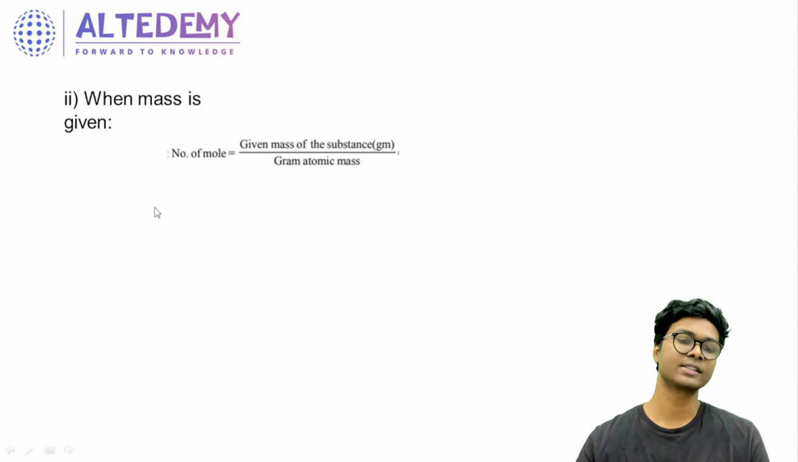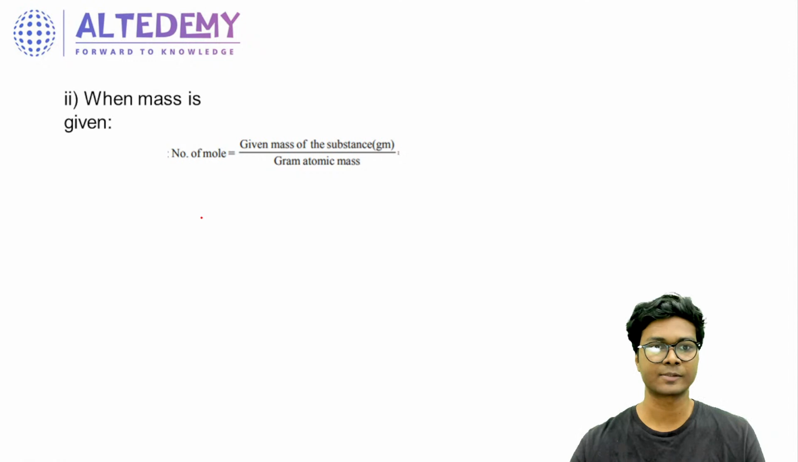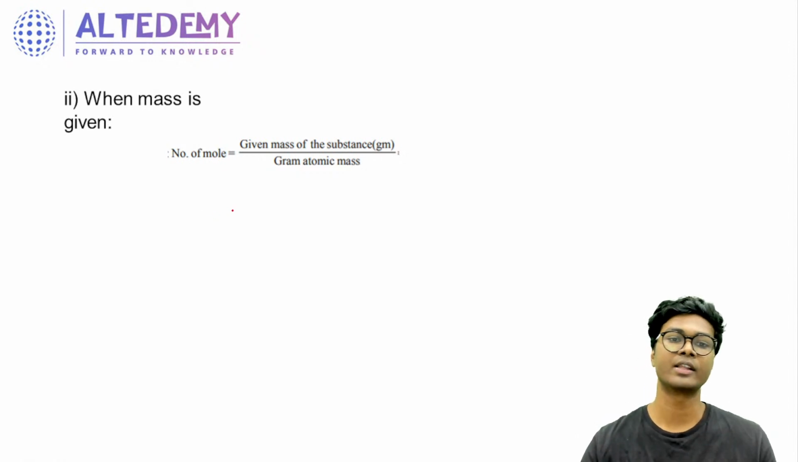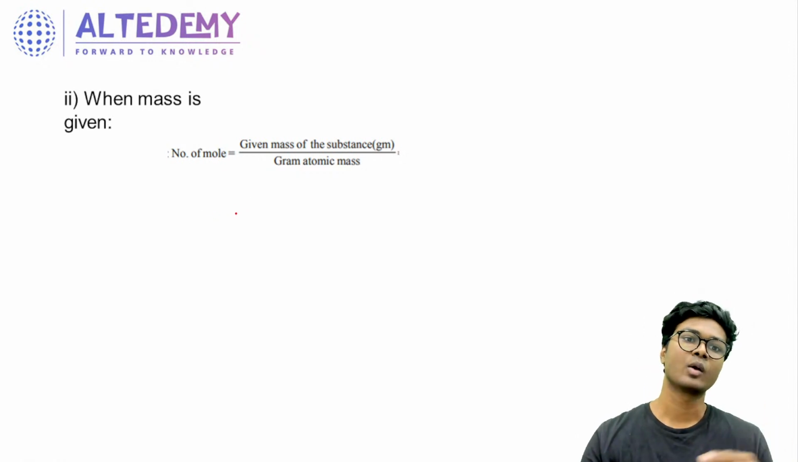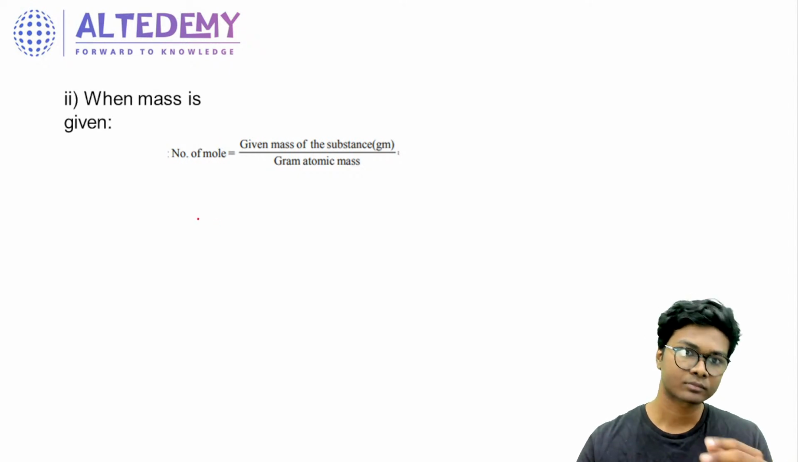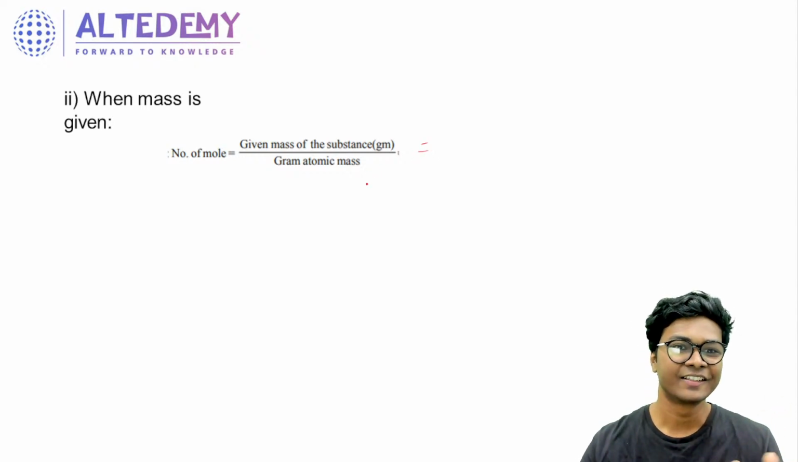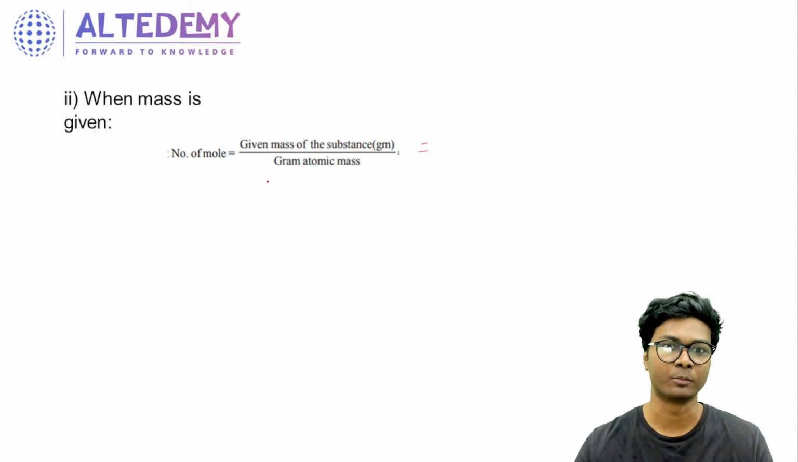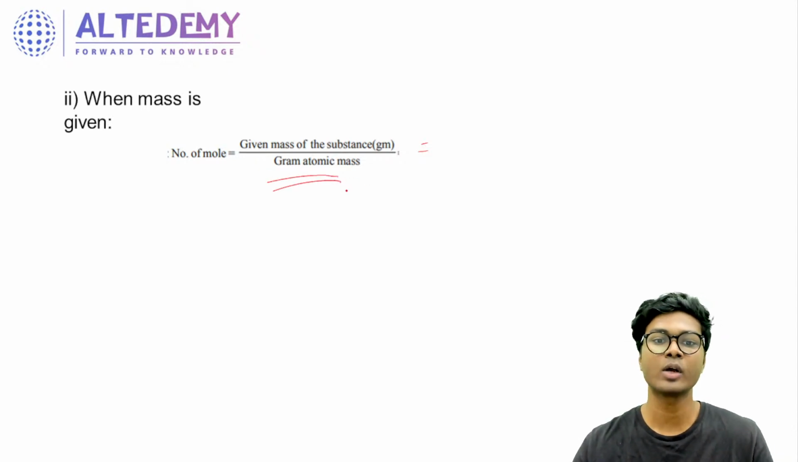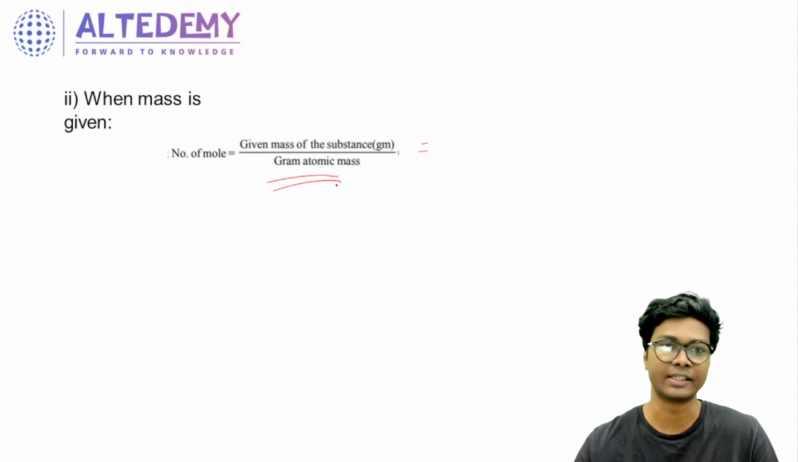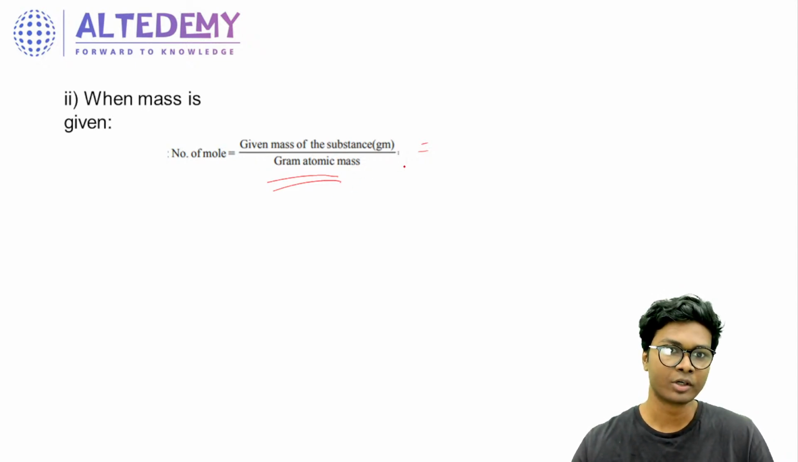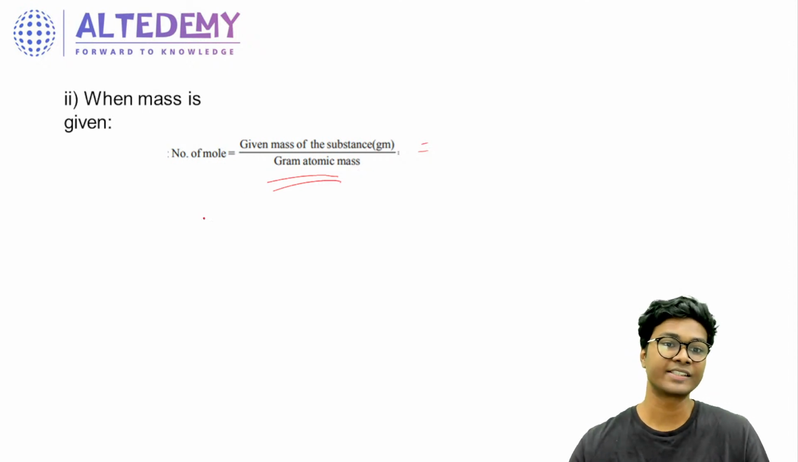So the next method is when we are given the mass. The first method was when we are given the number of particles. This is when we are given the mass. So the number of moles, earlier when I was solving the questions, these were the formulas. So now when you see the formulas, it is very clear for you guys. Yes. So number of moles equals the given mass of substance by atomic mass. So it is the same for molecules.